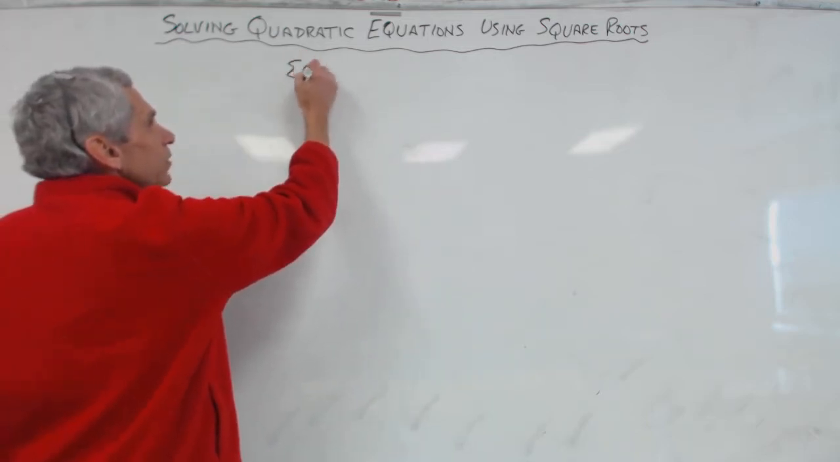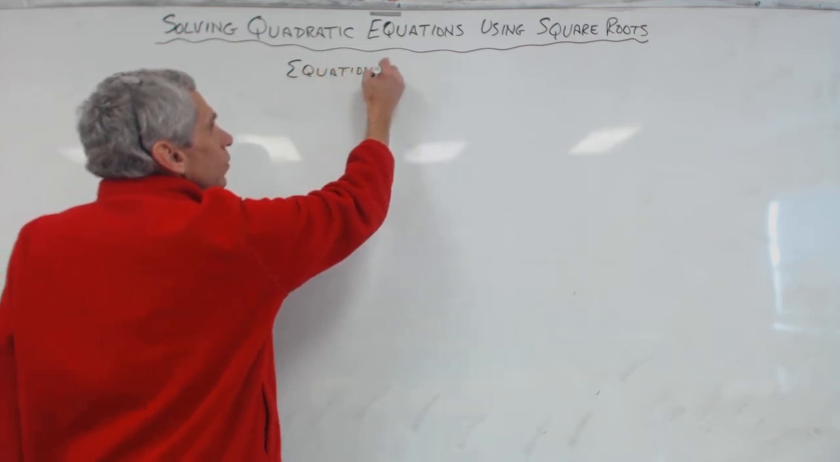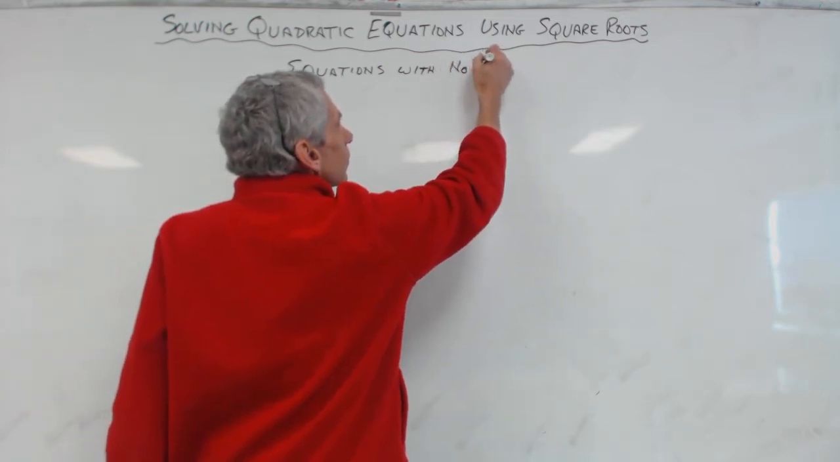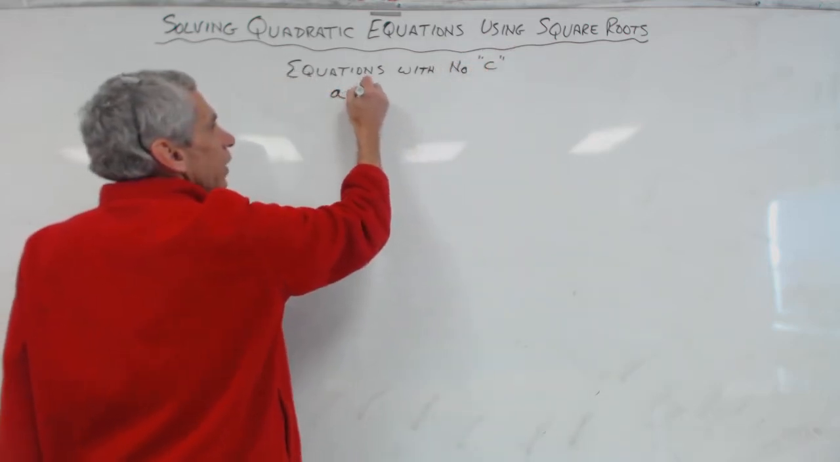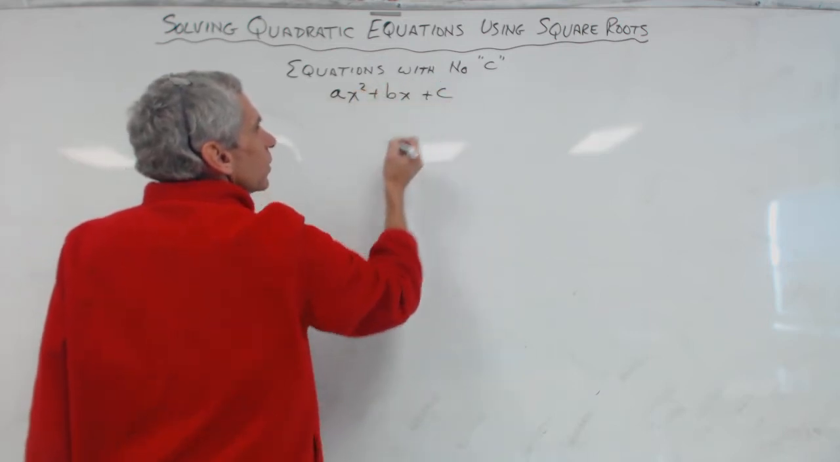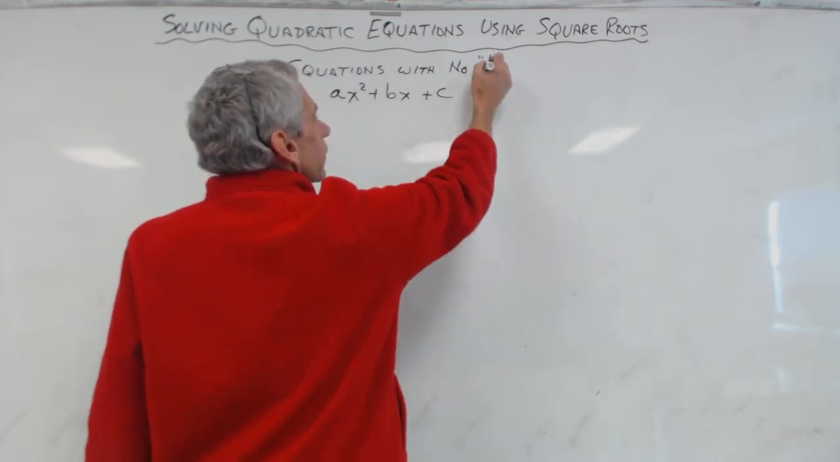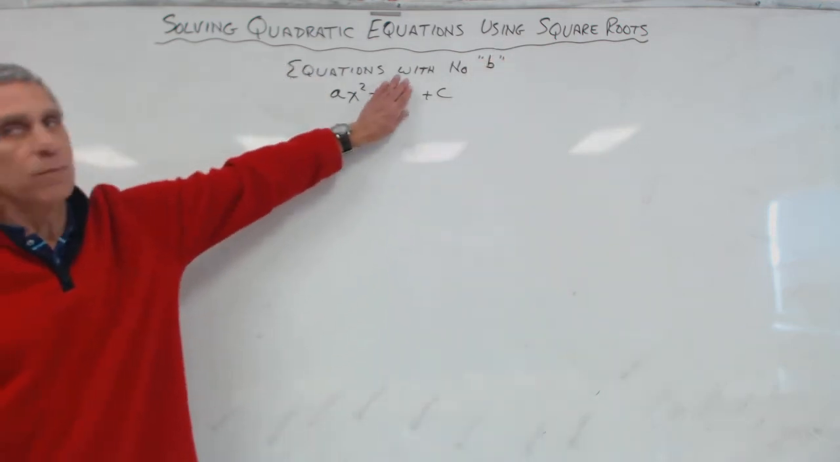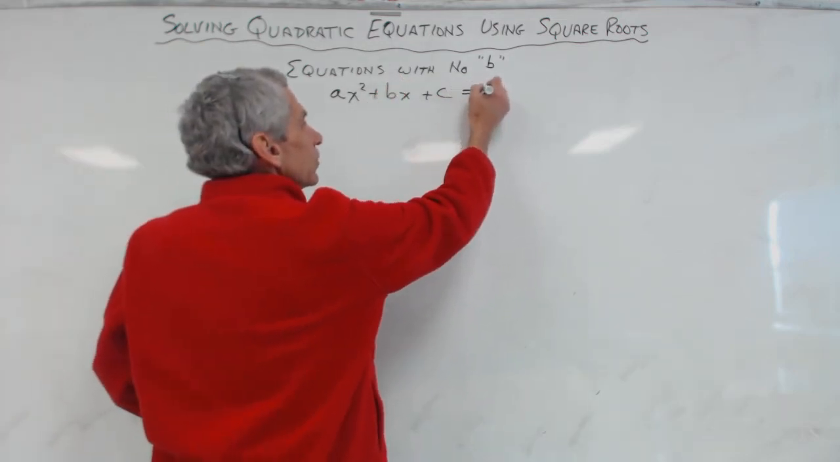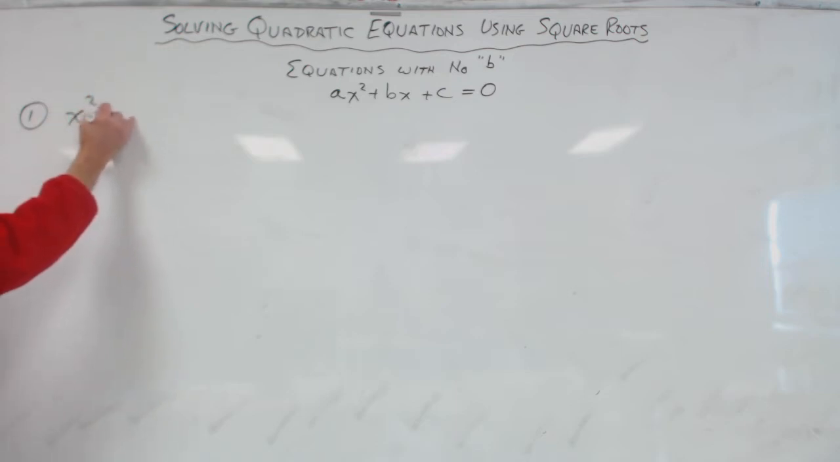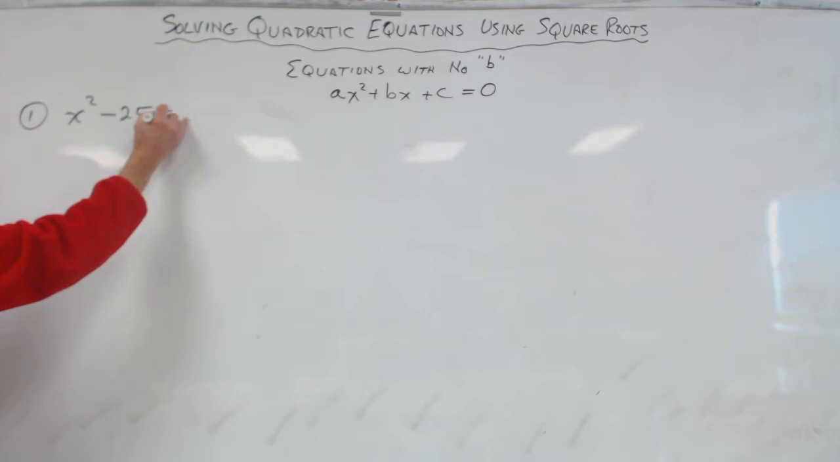So equations with no C. Right? You've got ax squared plus bx plus c. Oh, what am I saying? With no b, sorry. With no b. Glad I wrote that up. Okay, with no b. We're going to be missing that, okay? And we're going to say it's equal to 0, right? An equation. So the first example would be x squared minus 25 equals 0.